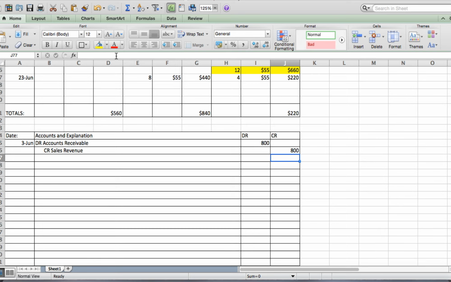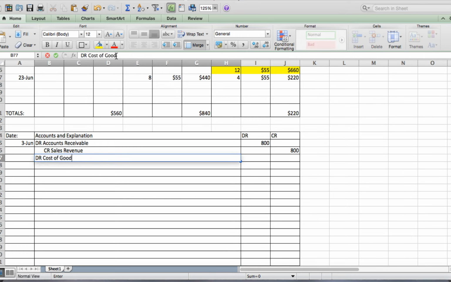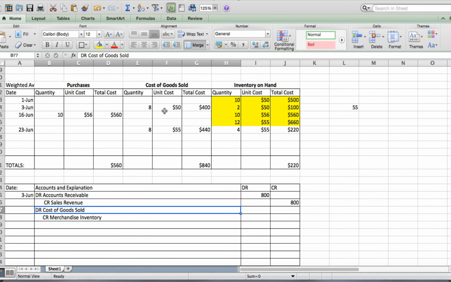This should look very familiar to you. We've seen these entries many times now. The other side of that entry is going to be a debit to cost of goods sold and a credit to merchandise inventory. And we said for all three transactions, that first cost of goods sold is exactly the same. It's $400 for each one. So we'll just put 400 in there. That's our June 3rd journal entry. So far we have $800 of sales revenue. Then, on June 16th, we make a purchase.